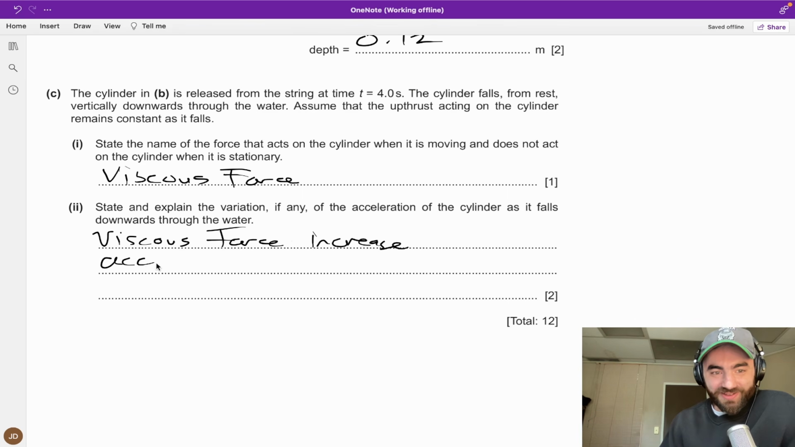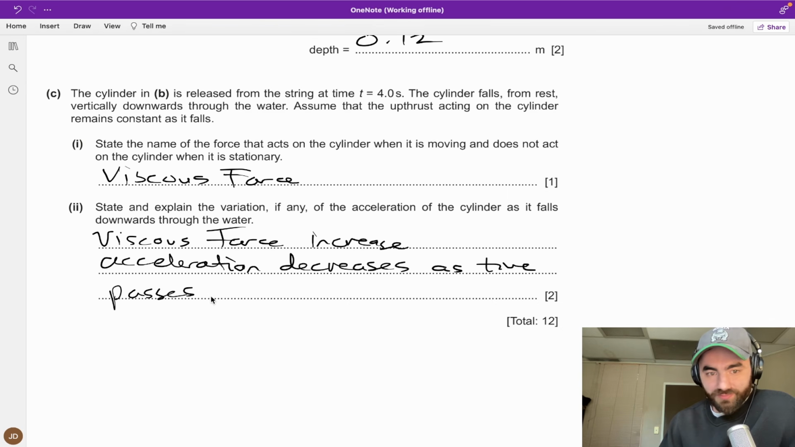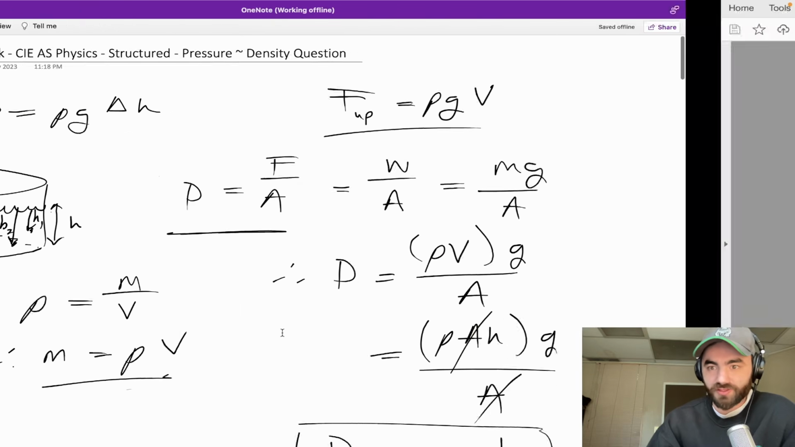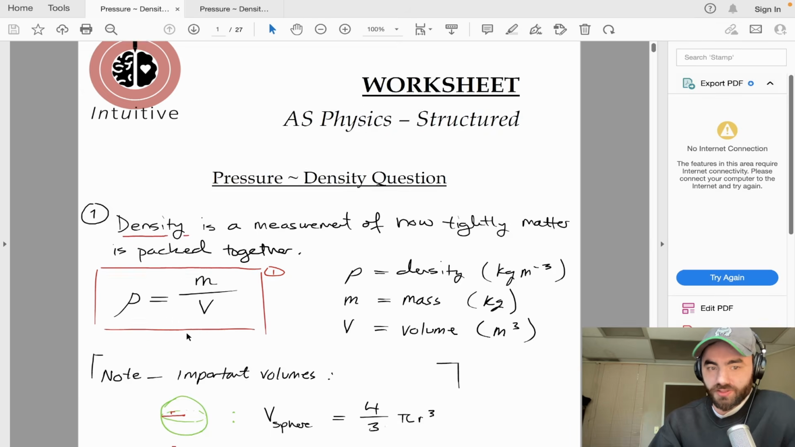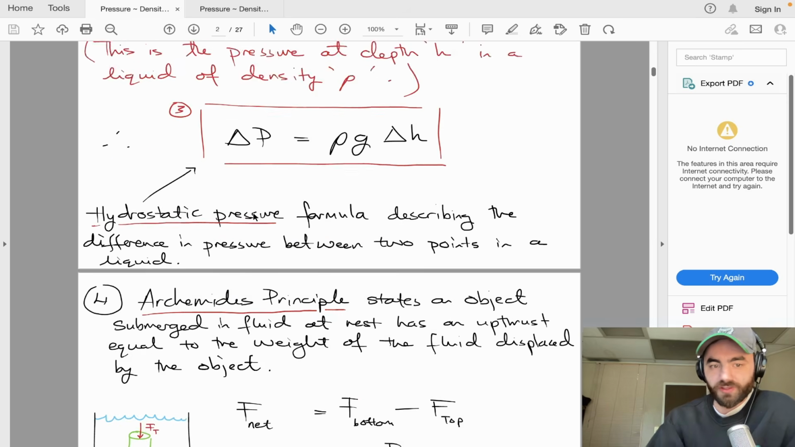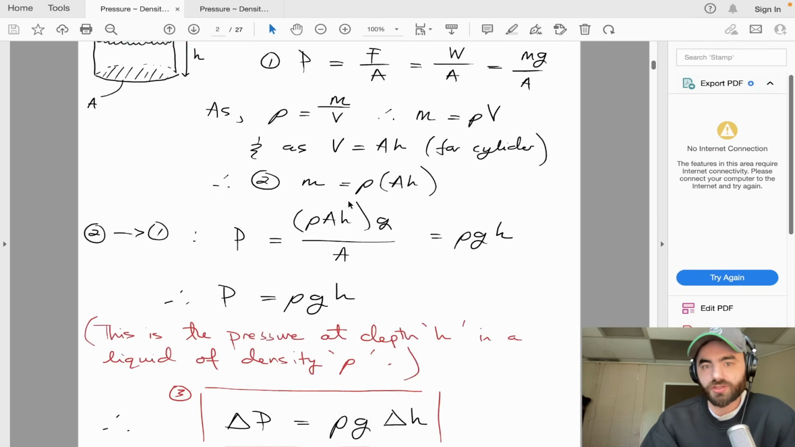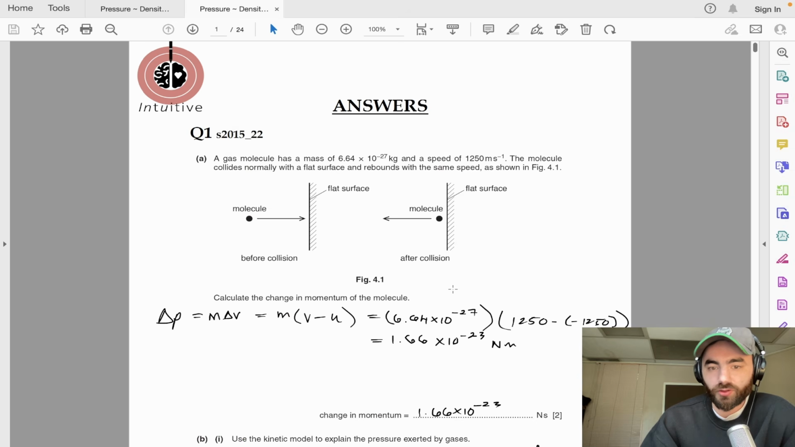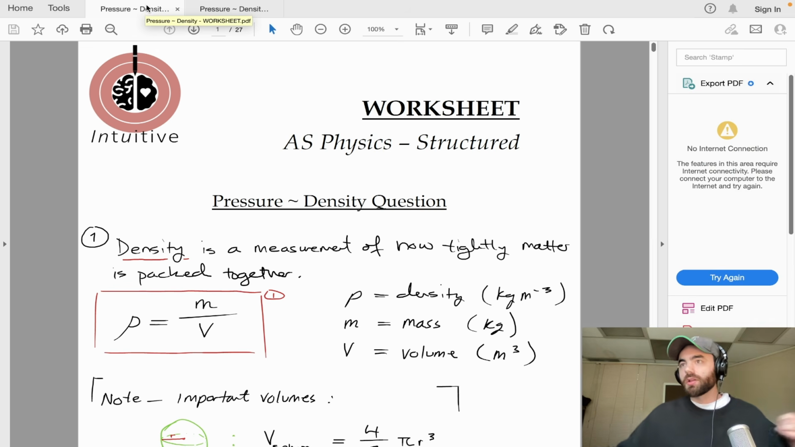So the acceleration decreases as time passes. Cool. That might have been too long, but yeah, we did some questions. I did some proofs, but you have the theory here. You just need to know these equations, 1, 2, 3, 4. Maybe the proofs are clearer on this worksheet, but you just need to know those equations, where they come from, what they're about, their life story, and then you've got the questions here, which you can go through. Now I'm going to talk about pressure and density from a philosophical perspective.